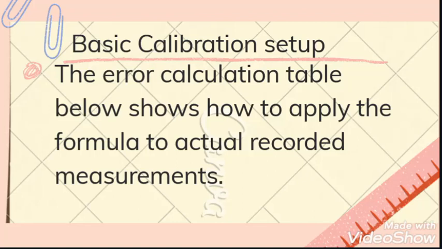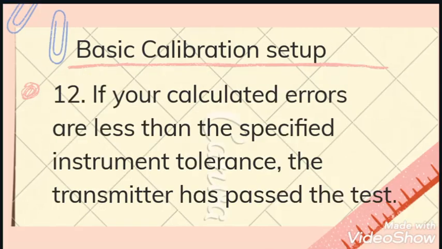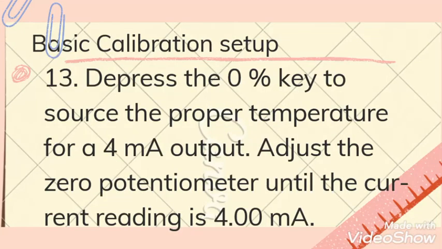The error calculation table below shows how to apply the formula to actual recorded measurements. So after this we will calculate the error and then apply it according to the chart. If your calculated errors are less than the specified instrument tolerance, the transmitter has passed the test. Then we will check what the error is. If it is within the range, then it is okay.